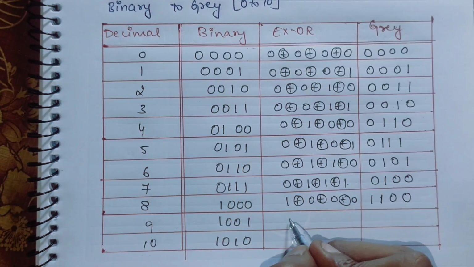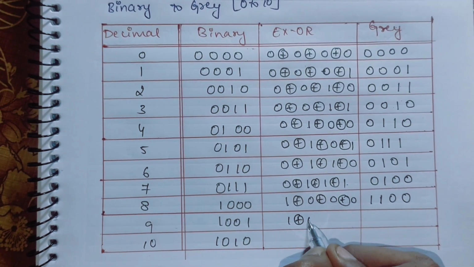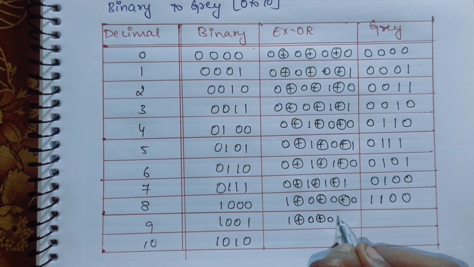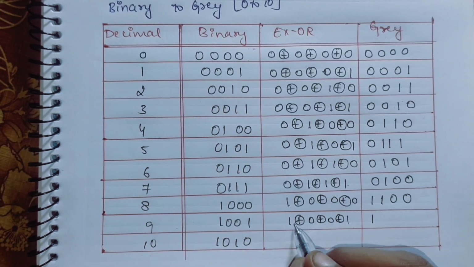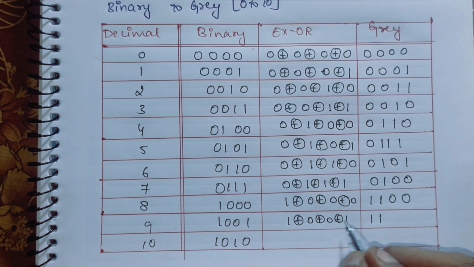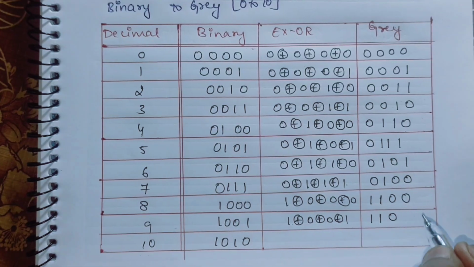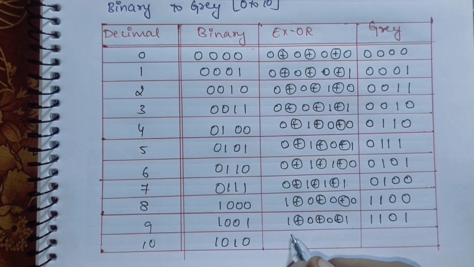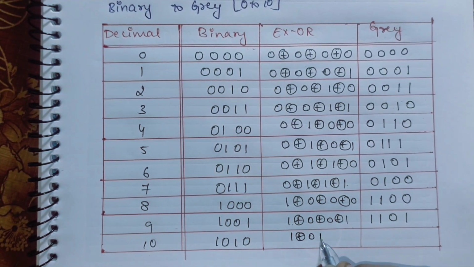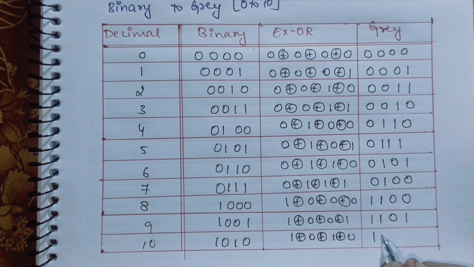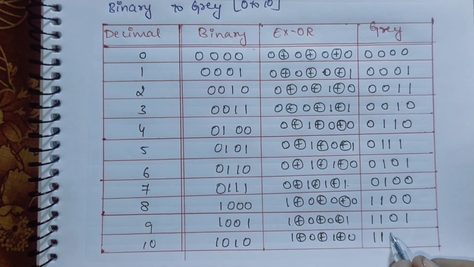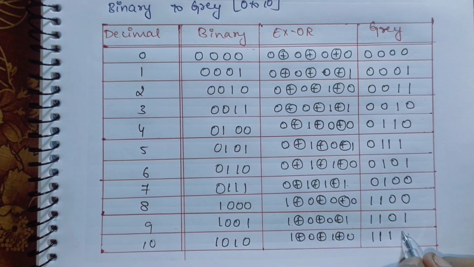Then for 9, 1 XOR 0 XOR 0 XOR 1. Here it is 1. Then 1 XOR with 0 is 1. 0 XOR with 0 is 0. 0 XOR with 1 is 1. For 10, 1 XOR 0 XOR 1 XOR 0. 1. 1 XOR with 0 is 1. 0 XOR with 1 is 1. 1 XOR with 0 is 1.